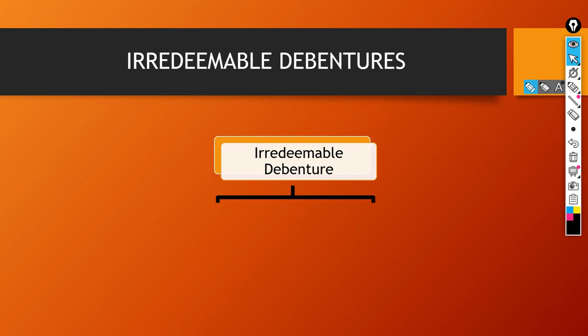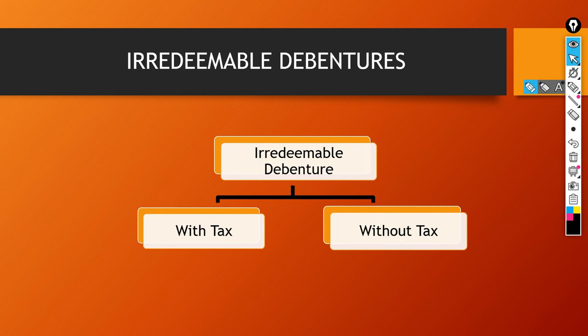And if we talk about irredeemable debentures, these are again divided into two parts. One is with tax and one is without tax. So we are going to cover both the parts: when the government is charging tax, that means when corporate tax is there on the company, and when corporate tax is not there.